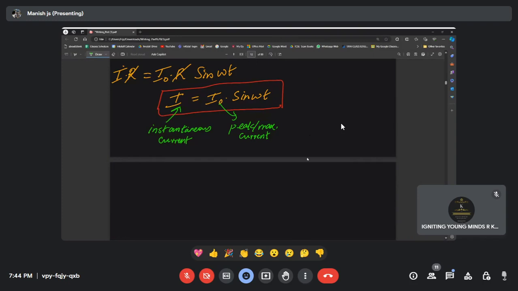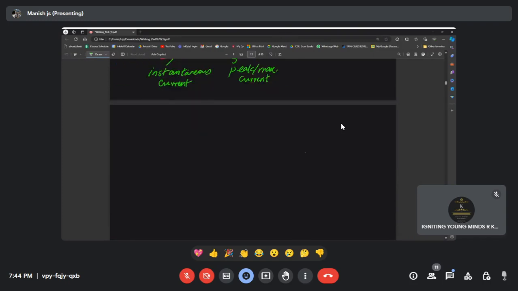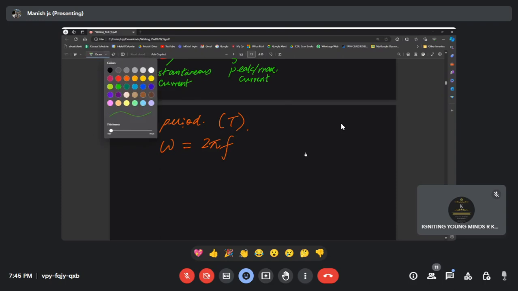Now moving on. How can we write time period? What is time period? How to express time period? Time period is given by capital T. So here you need to understand how to express time period in terms of angular frequency, that is omega. There is a relationship: omega is equal to 2 pi into f. This is the relation that we will be using.